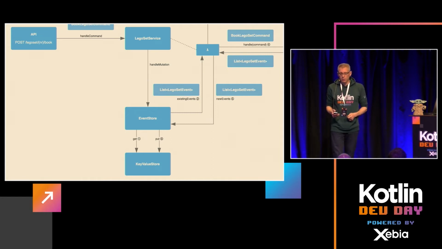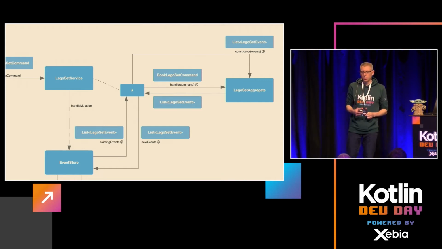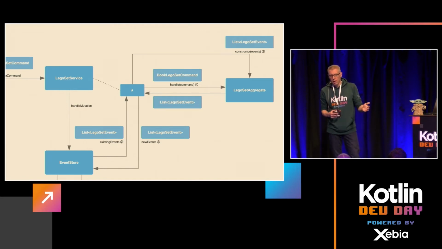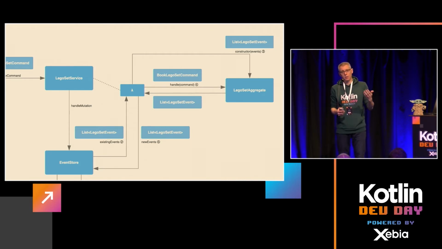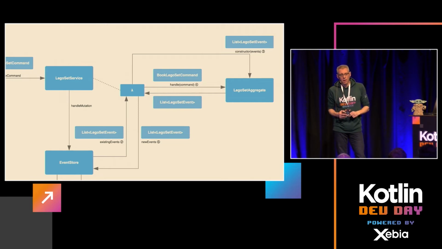And then it passes that Lego set into, well, in this case, the Lego set service, which has a Lambda acting there, which then creates an aggregate. This aggregate is like the object that represents all the business logic that you want to do with these Lego sets. And you pass in the constructor this history of events. And then we call a handle function with the command that we want to handle. Then this aggregate can do all its business logic, and we'll look at it in a bit. And it returns the new event that resulted from that action.